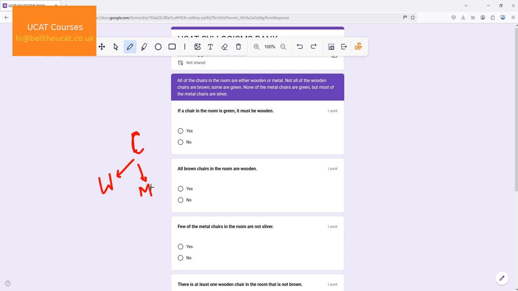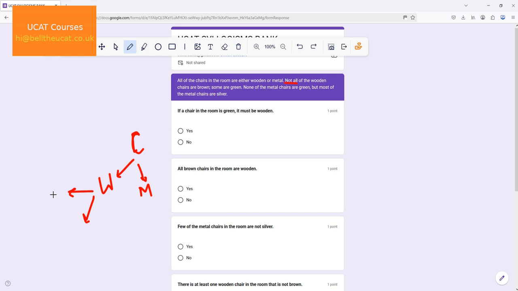Not all of the wooden chairs are brown. Rule number 5 or 6 or whatever, I've lost count. Whenever you hear the words not all, two solid arrows, because you don't know the proportion. You don't know the percentages. You don't know whether it's some, few, most, majority, many. Whenever the phrase is not all, two solid arrows.